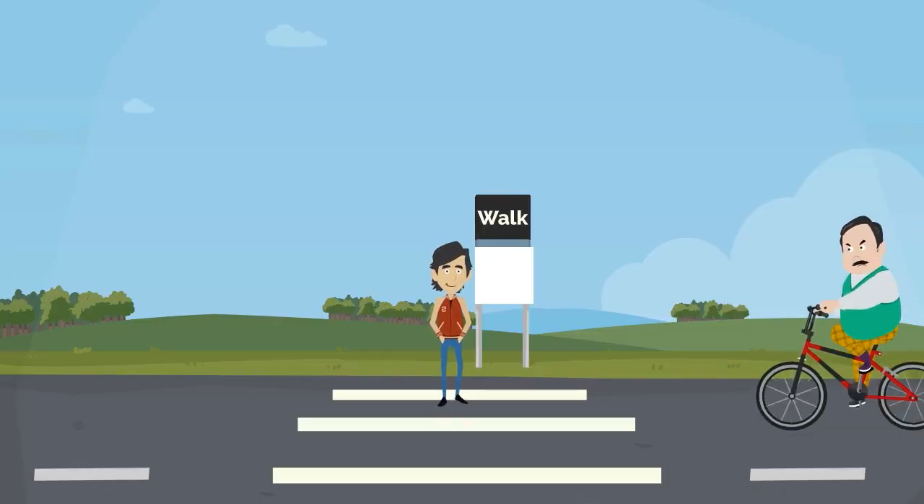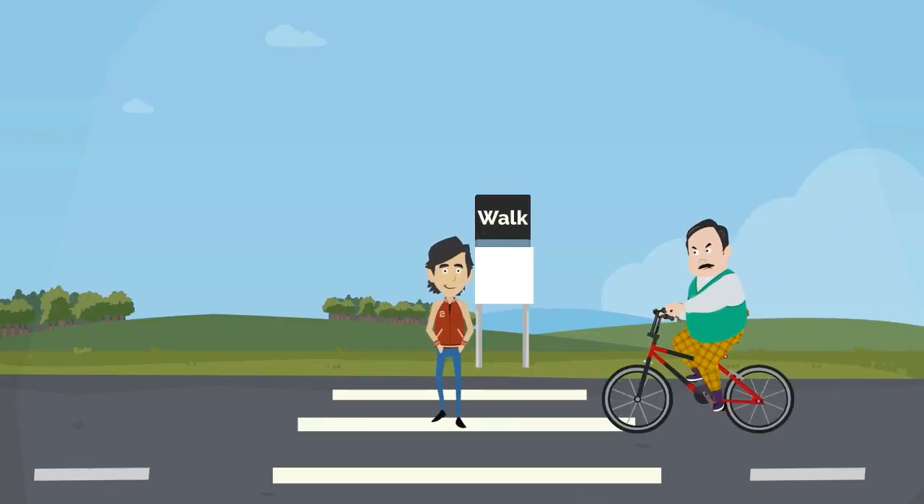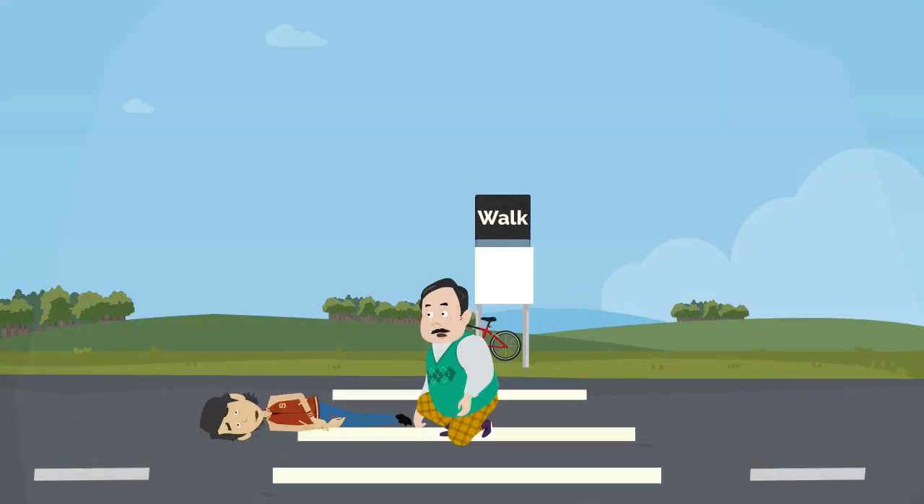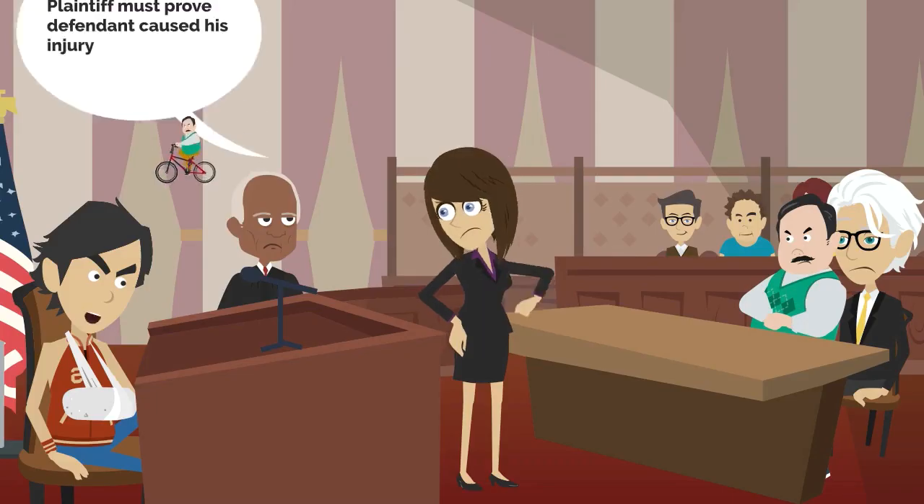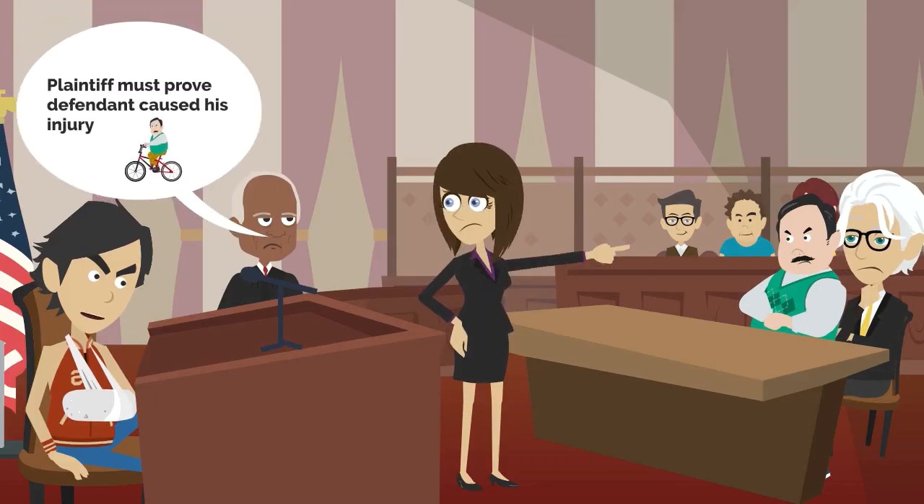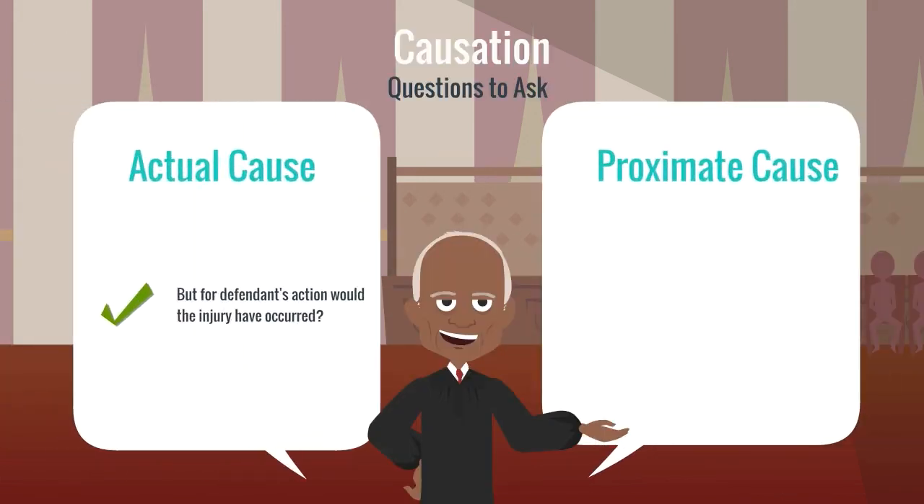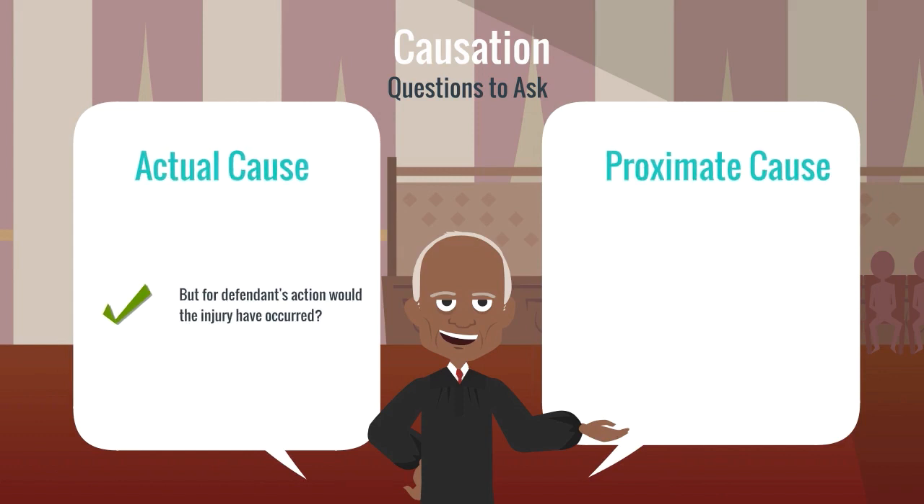So we'll say Pete is crossing the street along a crosswalk with a walk sign, and suddenly Dudley comes by riding too fast on his bicycle, and now Pete is injured. If Pete wants to win a lawsuit against Dudley, he'll have to prove, among other things, that Dudley caused his injuries. And to prove causation, he'll need to prove first actual cause.